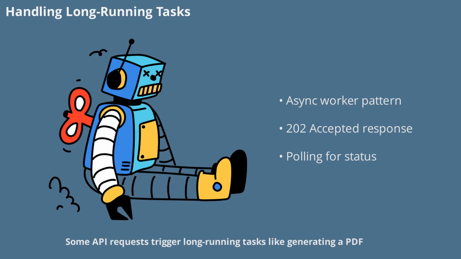Some API requests trigger long-running tasks, like generating a PDF. If the process takes too long, the client connection may time out. The solution is the asynchronous worker pattern. The API returns a 202 Accepted with a job ID, and the client polls a separate endpoint to check the status. This keeps your APIs responsive and reliable.